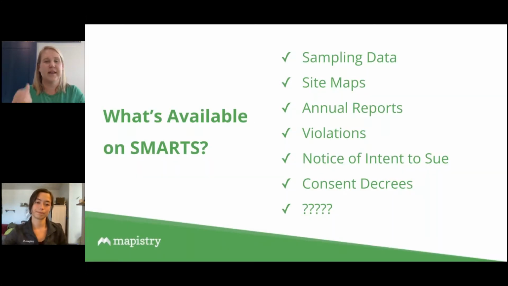So they can see, again, your sampling data. They can see your SWIPs, your site maps, your annual reports. If an agency issued you a violation or corrective action, that agency posts it to SMARTS. So now everybody can see that slap on the wrist you got. If you're in a litigation case, they may require you to upload a copy of the consent decree to SMARTS so that it's publicly available.